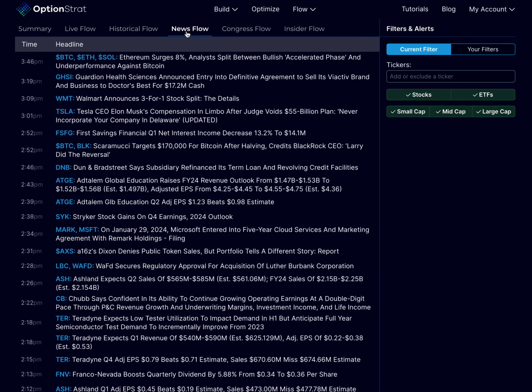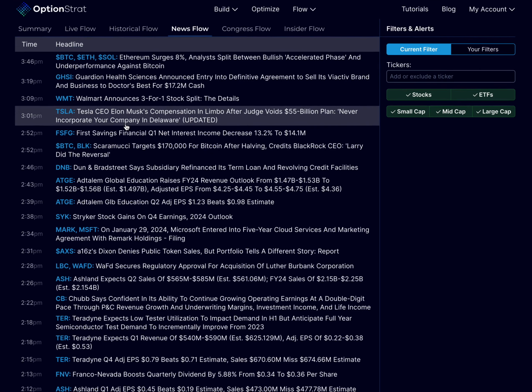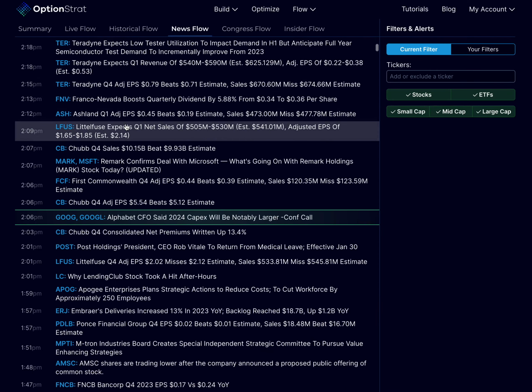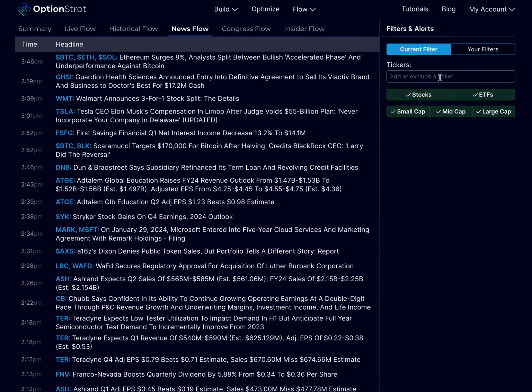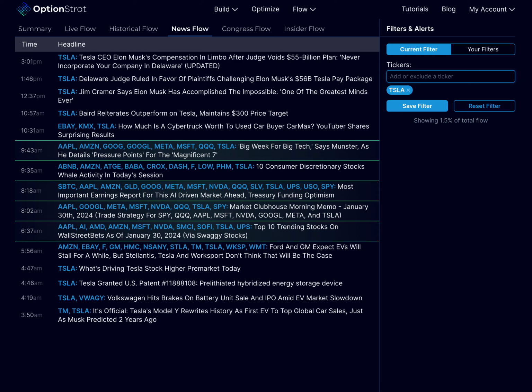News flow shouldn't come as any big surprise as to what this is all about. This is just all of the news as it's flowing through on all these different symbols. Again, I can come in, slice and dice this to just specific things. So maybe I only want Tesla news. I can save that filter. I can set an alert. Anytime any news comes through on Tesla, bing me, I want to know about it.